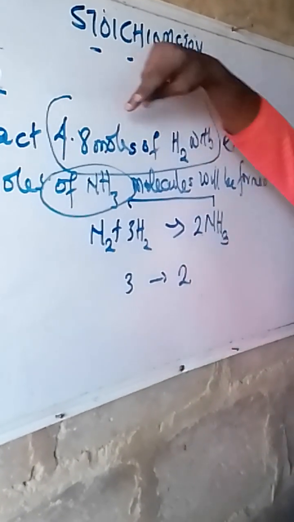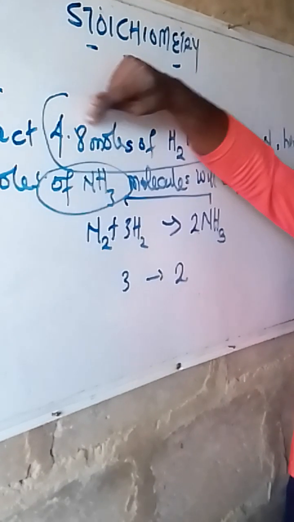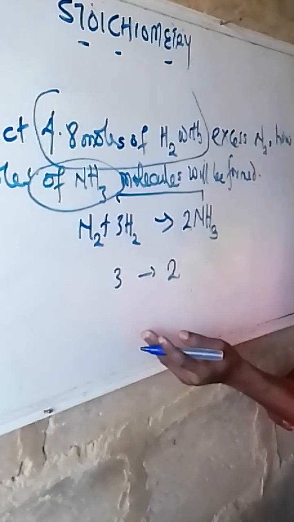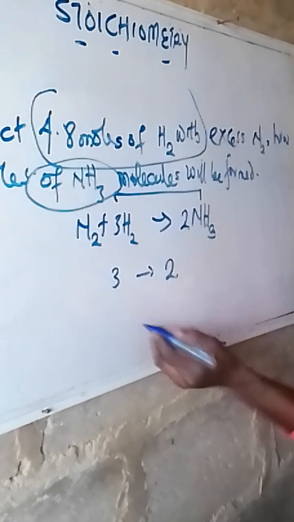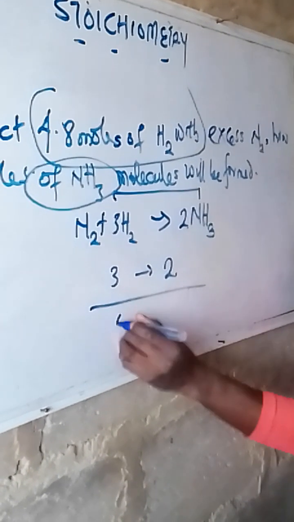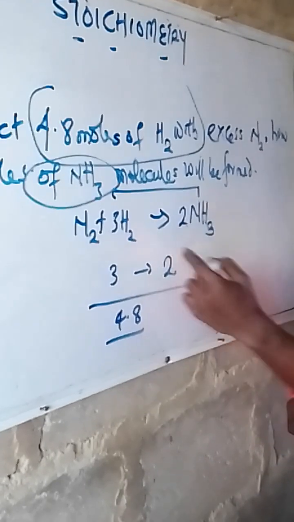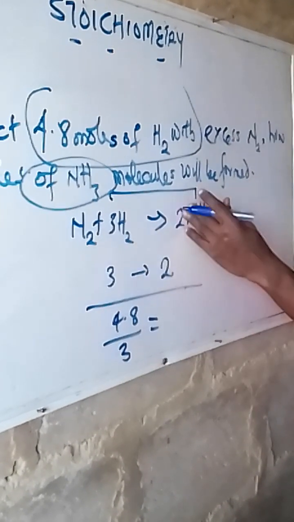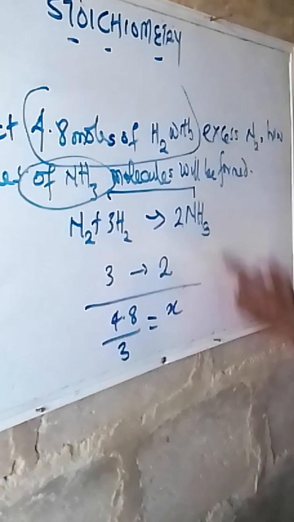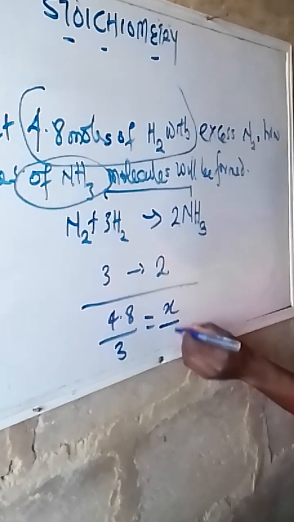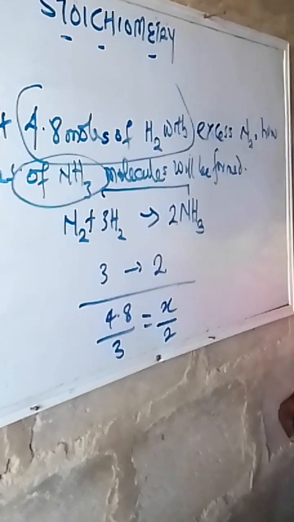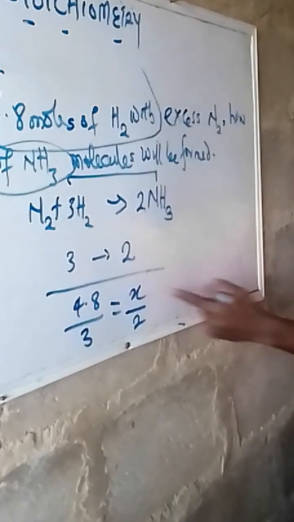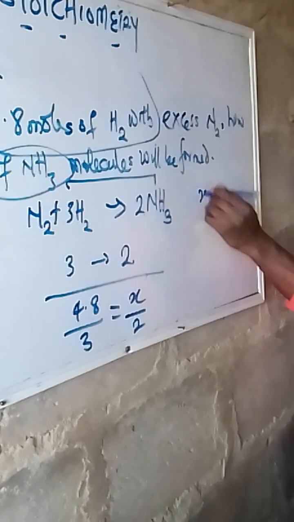What is the moles given here? 4.8 of hydrogen, isn't it? Now 4.8 moles of hydrogen. You can write it that since we have that solution for that, it will be 4.8 divided by 3 equals to what are we having here? 2, which is S unknown. I know we have explained this in our previous video. Cross multiply to get this value of S. What would that be?